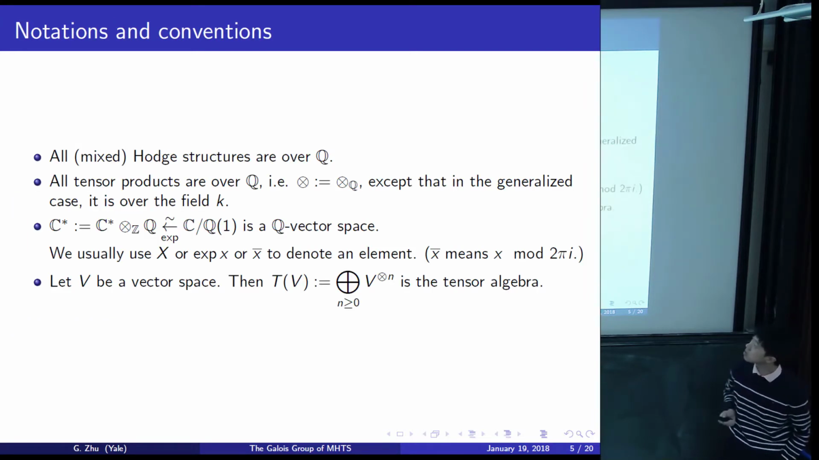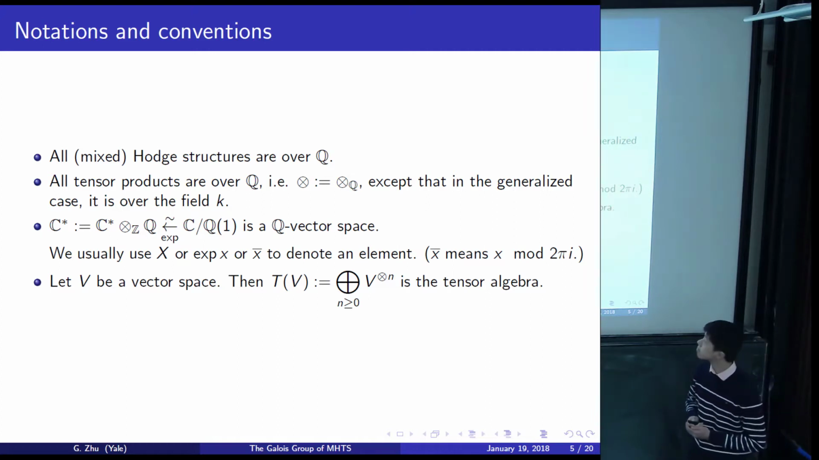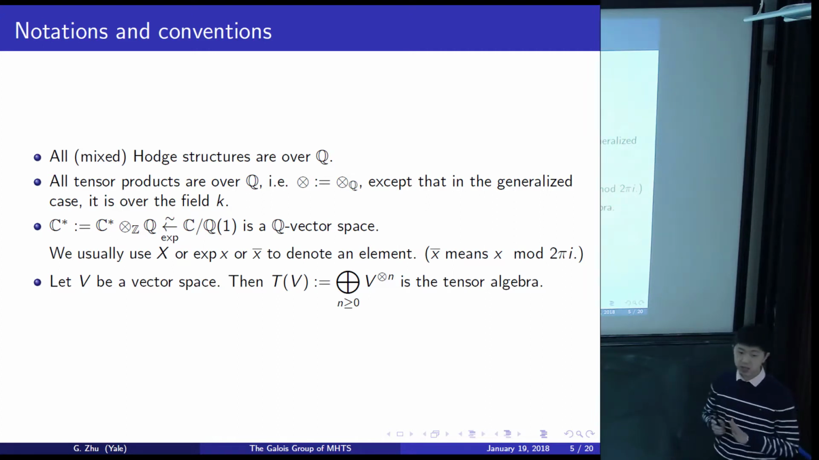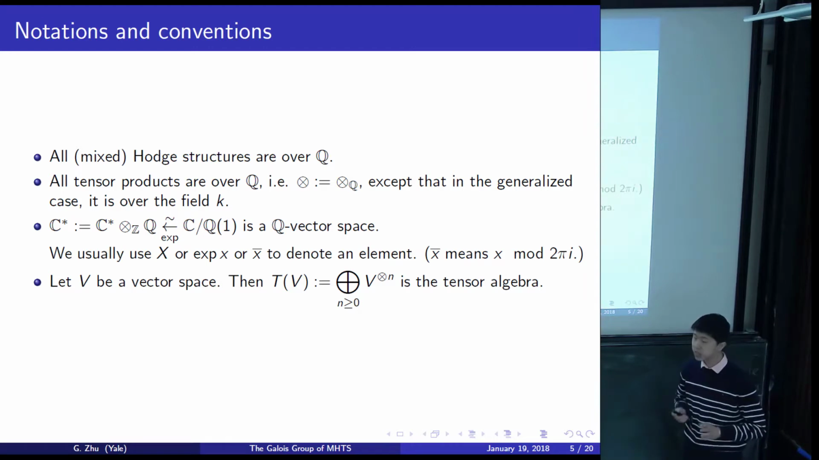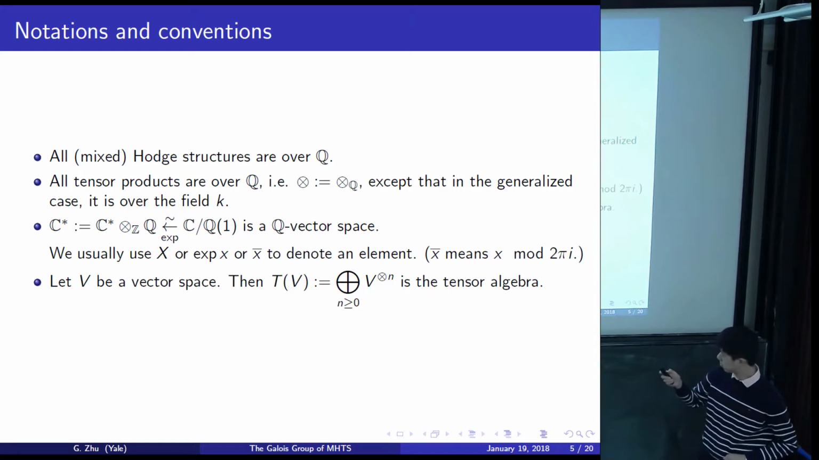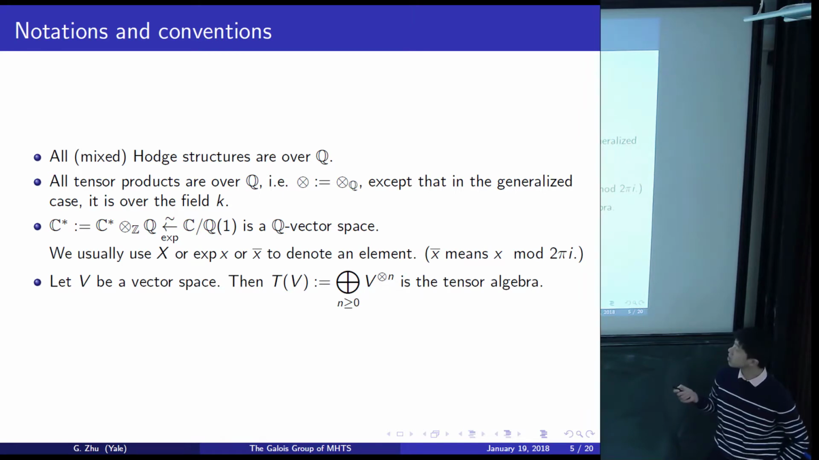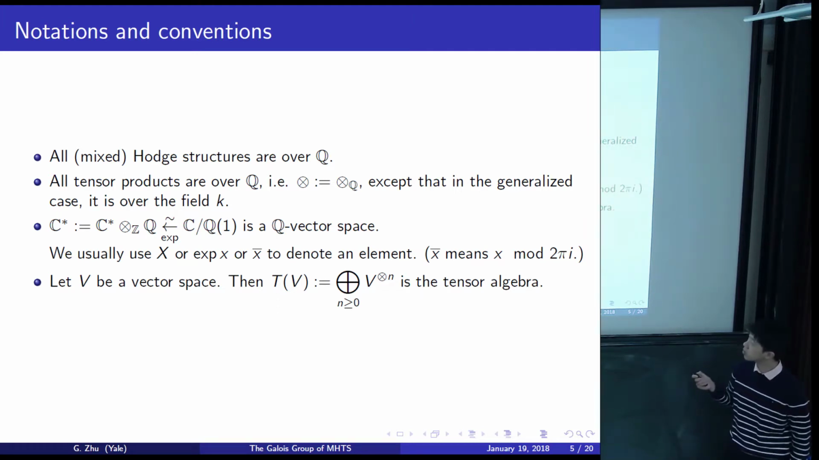So first, some introductions. Let's fix some notations. Everything is basically over Q. In the generalization, everything is over K. For example, mixed Hodge structures are over Q. Tensor always means over Q. C star means C star tensored over Q, or we can also consider it as C mod out Q of 1. So it's basically a Q vector space.